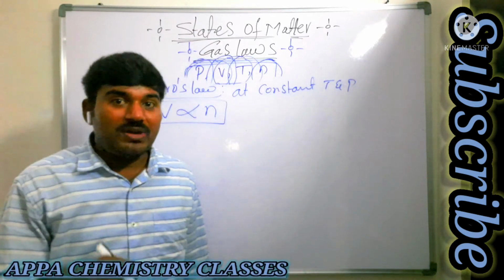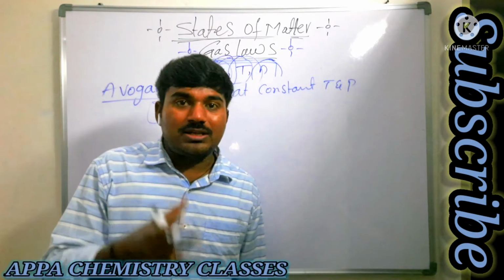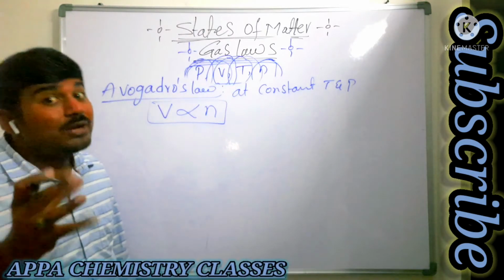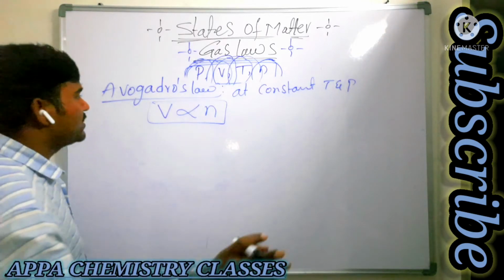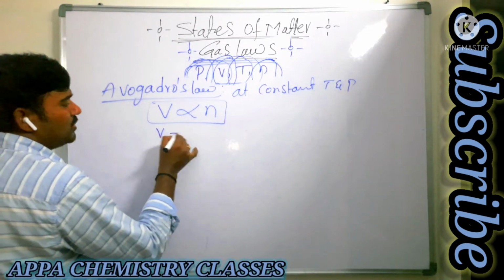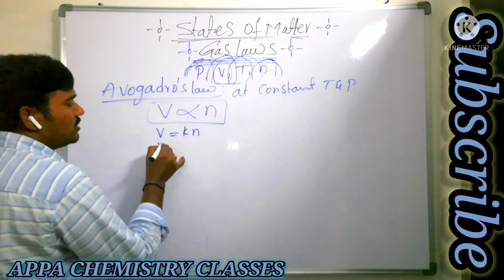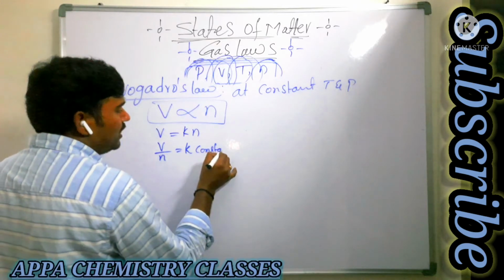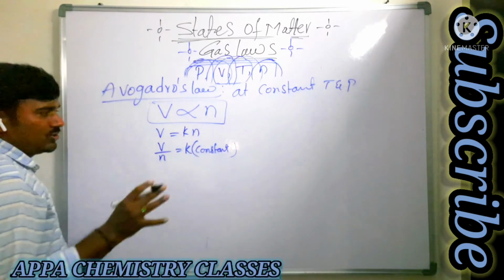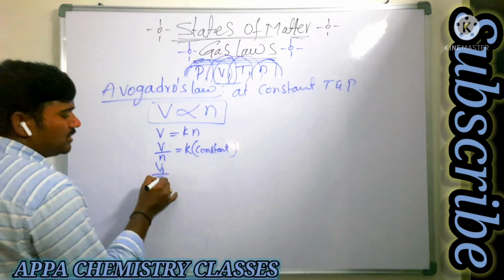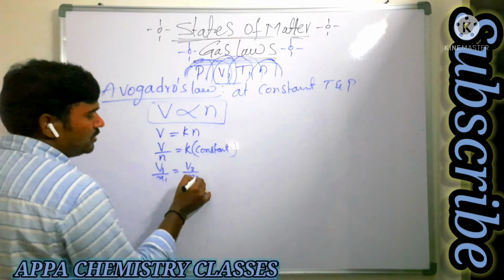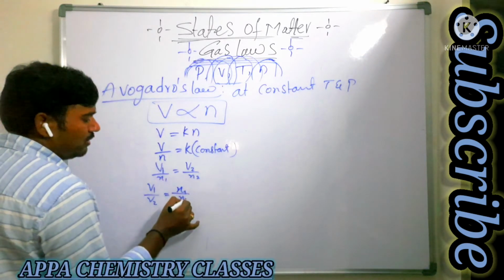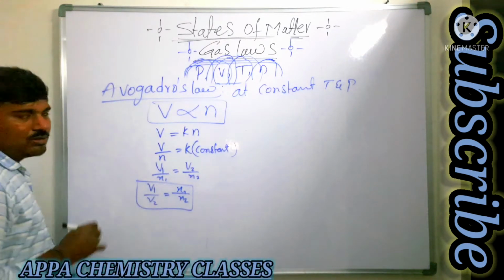We can also define it another way: at standard temperature and pressure, equal volumes of gases contain an equal number of molecules. So V is equal to K into N, so V by N is equal to K, the proportionality constant. So V1 by N1 is equal to V2 by N2, and from this V1 by V2 is equal to N1 by N2. That is, volume is directly proportional to the number of moles.